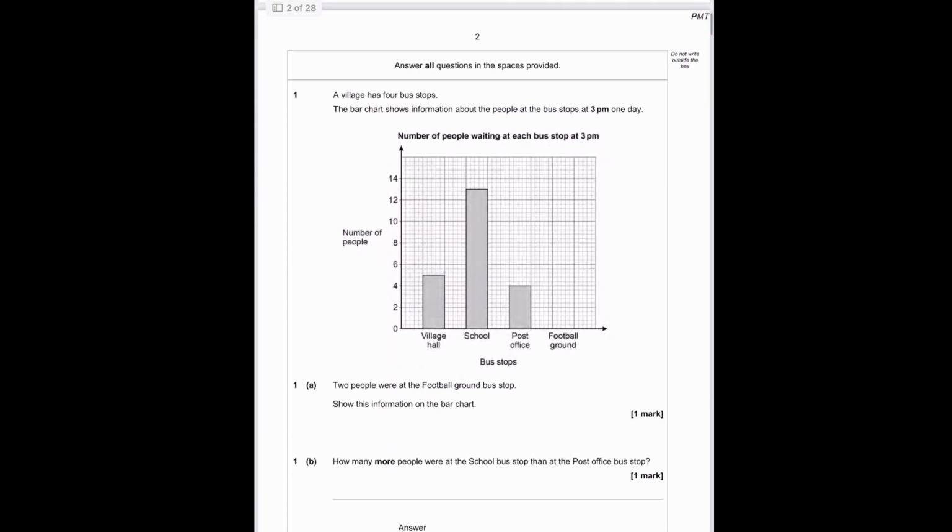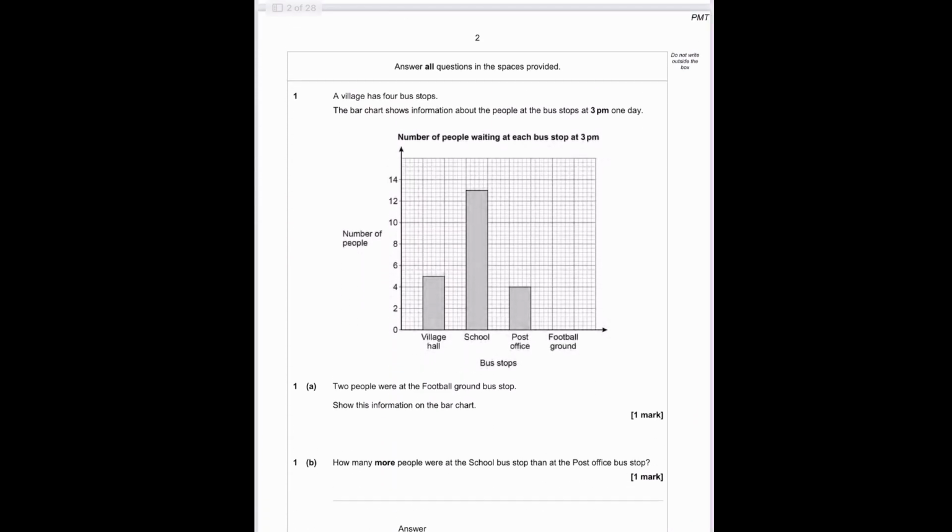A village has 4 bus stops. The bar chart shows information about the people at the bus stop at 3 p.m. on one day. So we've got the number of people, village hall, school, post office and football ground. 2 people at the football ground bus stop. So that needs to be 2 people. How many more people were at the school bus stop than the post office bus stop? So the school bus stop, that's going to be 13. Take away 4, which equals 9.